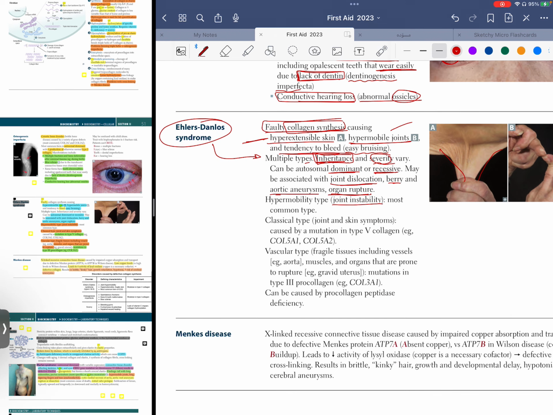Hypermobility type, that's the joint instability. If we have a hypermobility type, it's the joint instability and it's the most common type. While the classic type, that's another one, it's joint and skin symptoms. So either it's only joint instability, that's the hypermobility type, and it's the most common one. And the other type is the joint and skin symptoms, that's the classical type. It's caused by mutations in type 5 collagen, and that is COL5A1 and COL5A2. So this time the problem is with the type 5 collagen, okay? And as an example, it's COL5A1 and COL5A2.